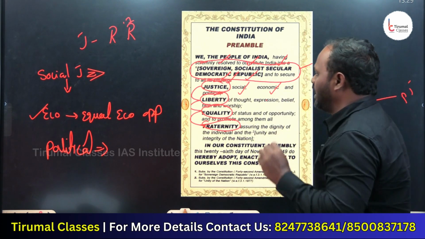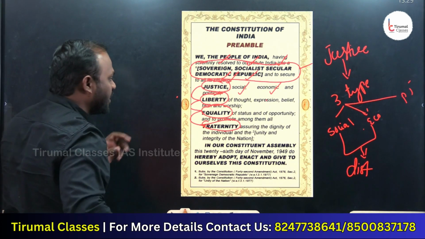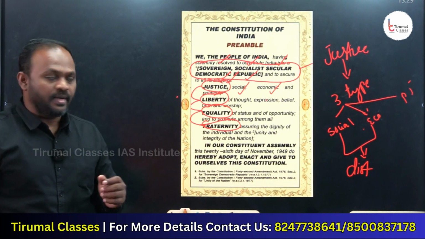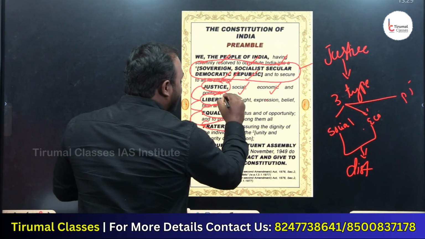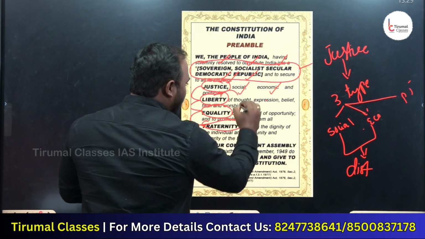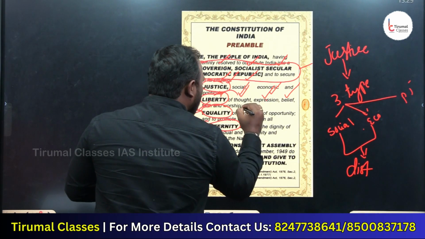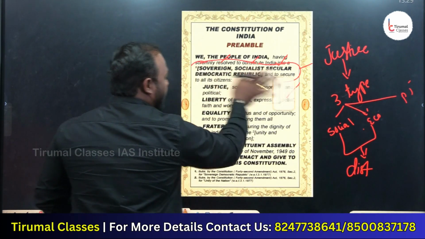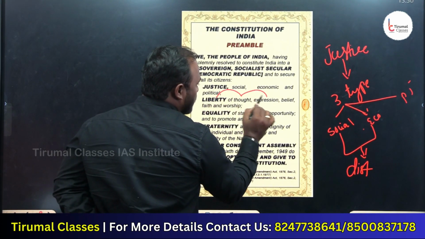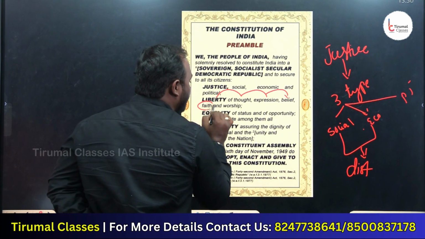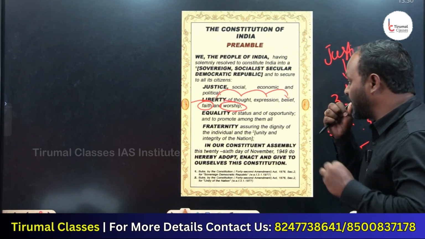Next word we'll be talking about is liberty. What do you mean by liberty? In general, liberty means freedom. In the Indian Constitution, liberty is guaranteed in five ways: liberty of thought, liberty of expression, liberty of belief, liberty of faith and liberty of worship. The Constitution of India guarantees five types of liberty for every citizen.